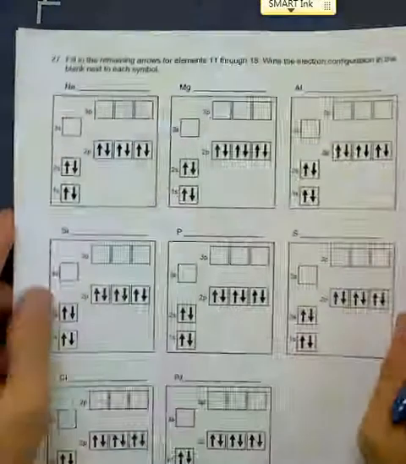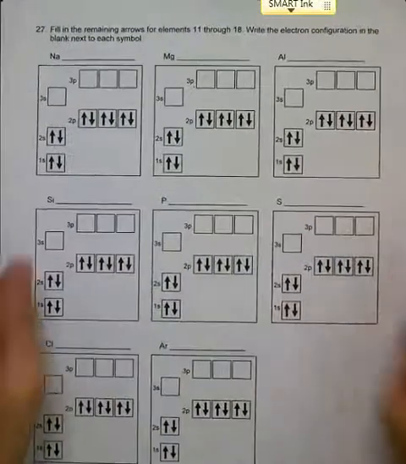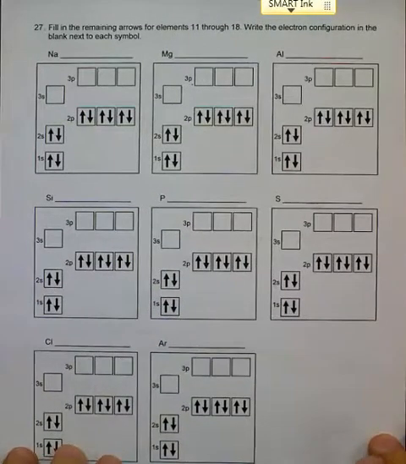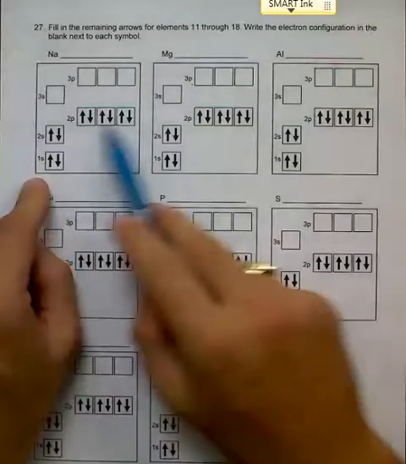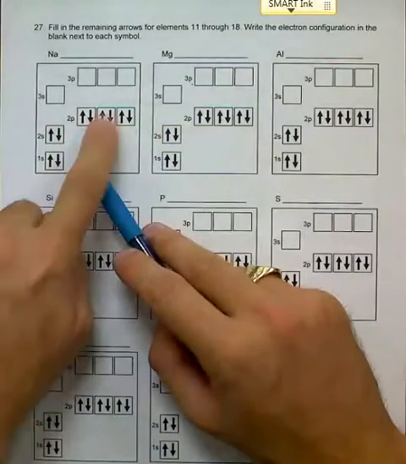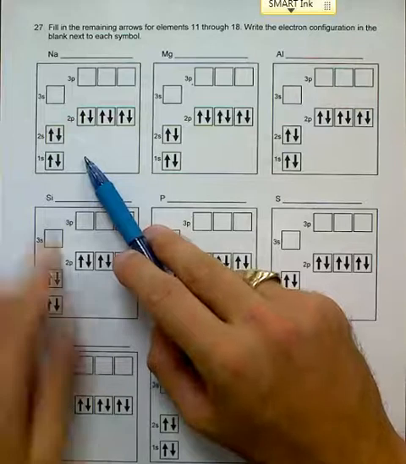Scoot down here a little bit. Fill in the remaining symbols, arrows for elements 11 through 18. Write the electron configuration in the blank next to each symbol. These already have the first 10 electrons filled in, 2, 4, 6, 8, 10. So what we need to do is add the rest of them.